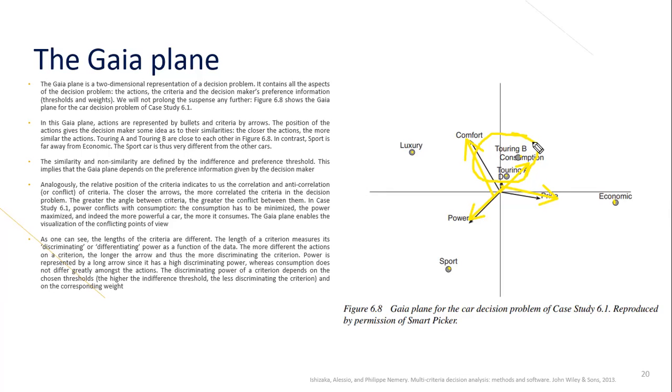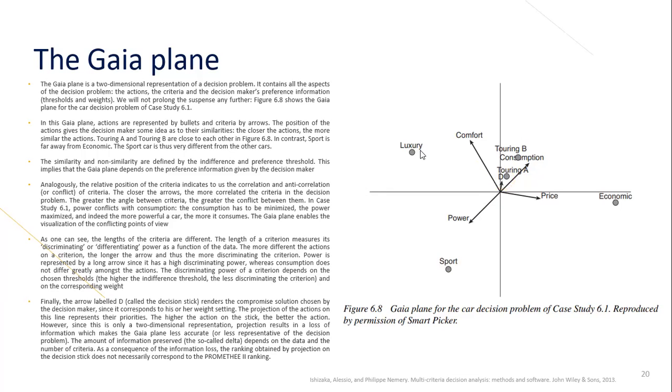For example, here in terms of power, sport will be the best one. In terms of price, economic is the best one. But in terms of comfort and consumption, Touring A and Touring B will be quite similar because they are in the same group here. Luxury will be about comfort and power. And then there is one arrow here called D. It shows the direction of the optimal solution for this problem.